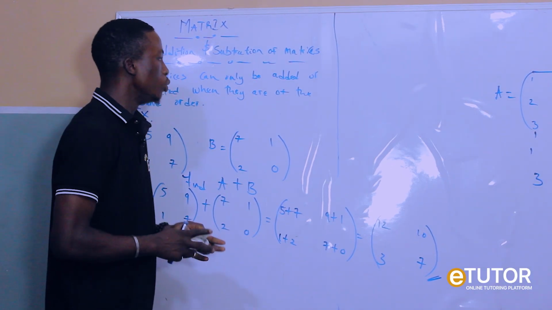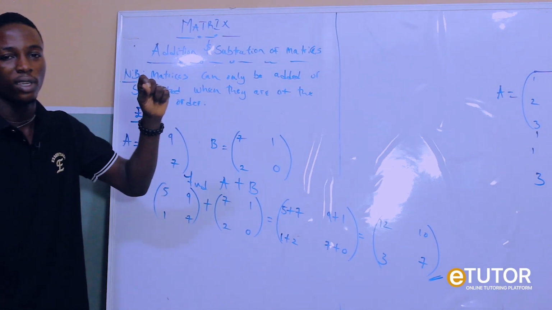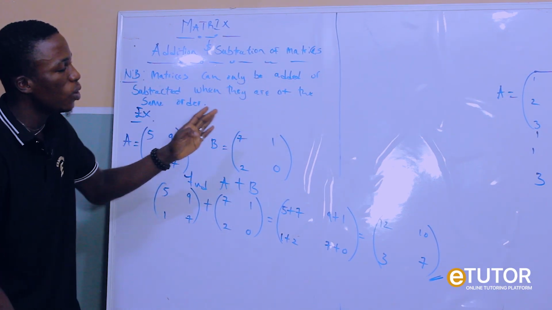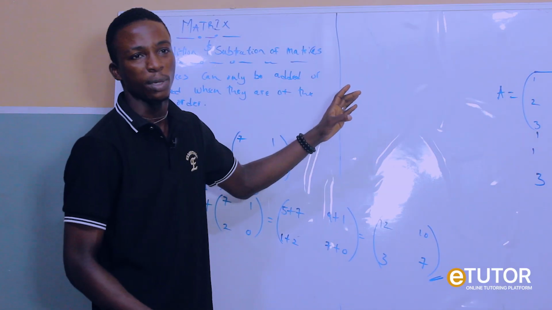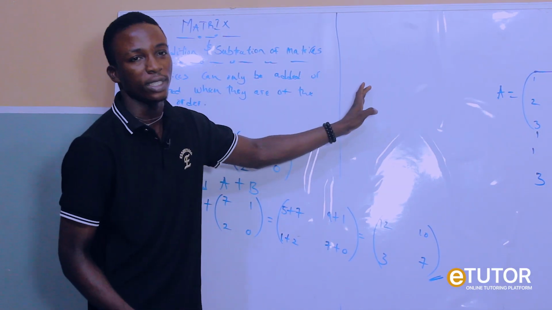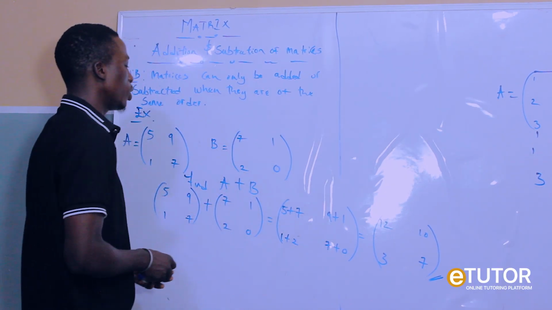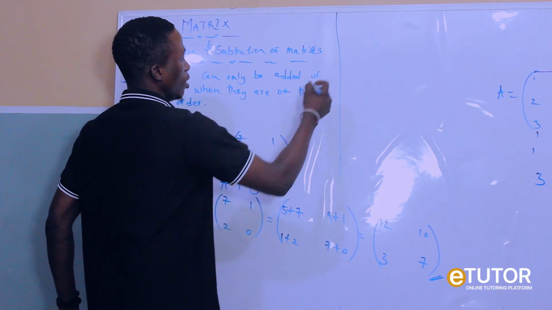So, following the rule, you can only add them if and only if they are of the same order. You cannot add them if they are not of the same order. So you can add a 2 by 2 to another 2 by 2, or a 2 by 3 to another 2 by 3. You can never add a 2 by 2 to a 3 by 3 matrix. So now, let us take another example on that again.